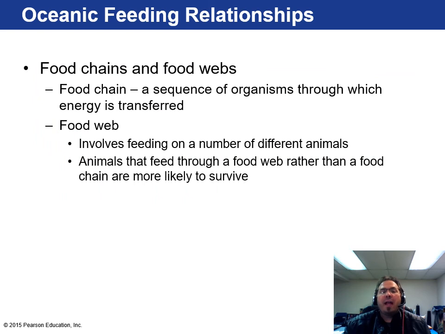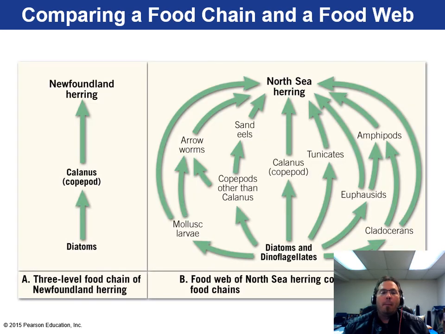So the food chain is a sequence of organisms in which energy is transferred. And then the food web is sort of the more complicated version of that, involving the feeding of different animals. Rather than just looking at it as a linear process, it's sort of this web. Let me show you an example of that. So here's a food chain and a food web for the Newfoundland herring fish.